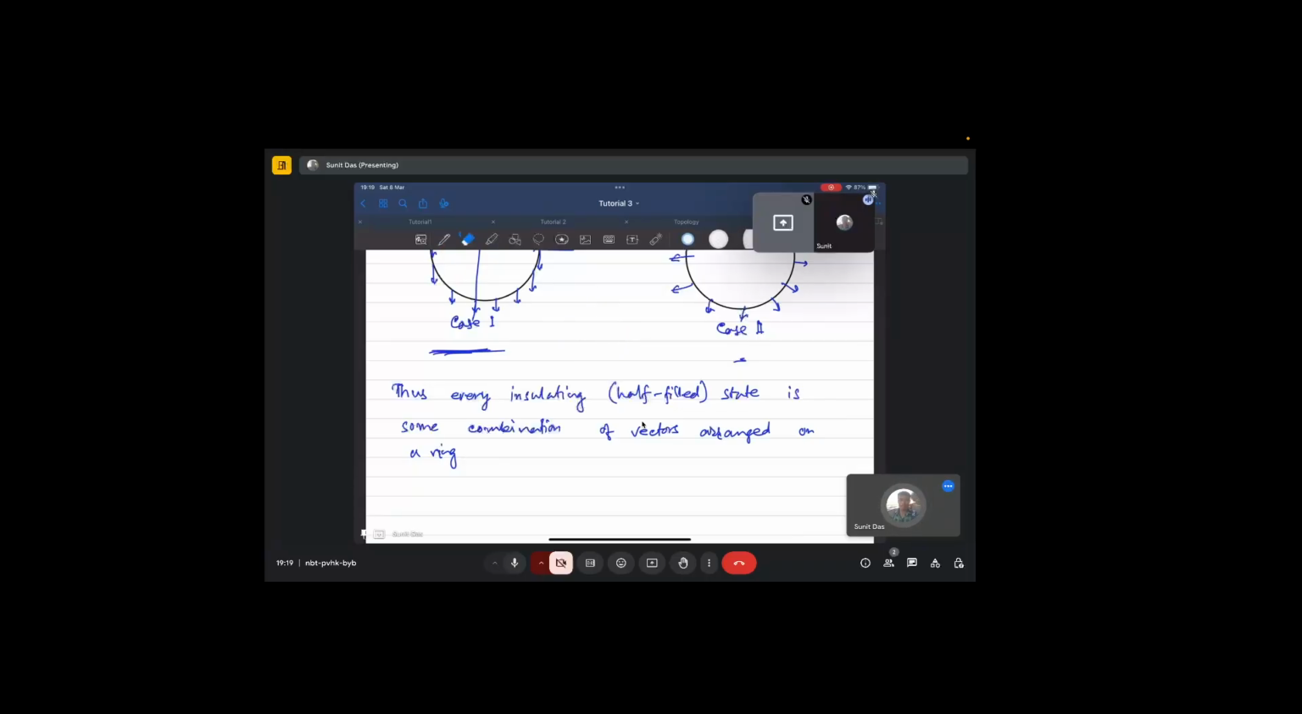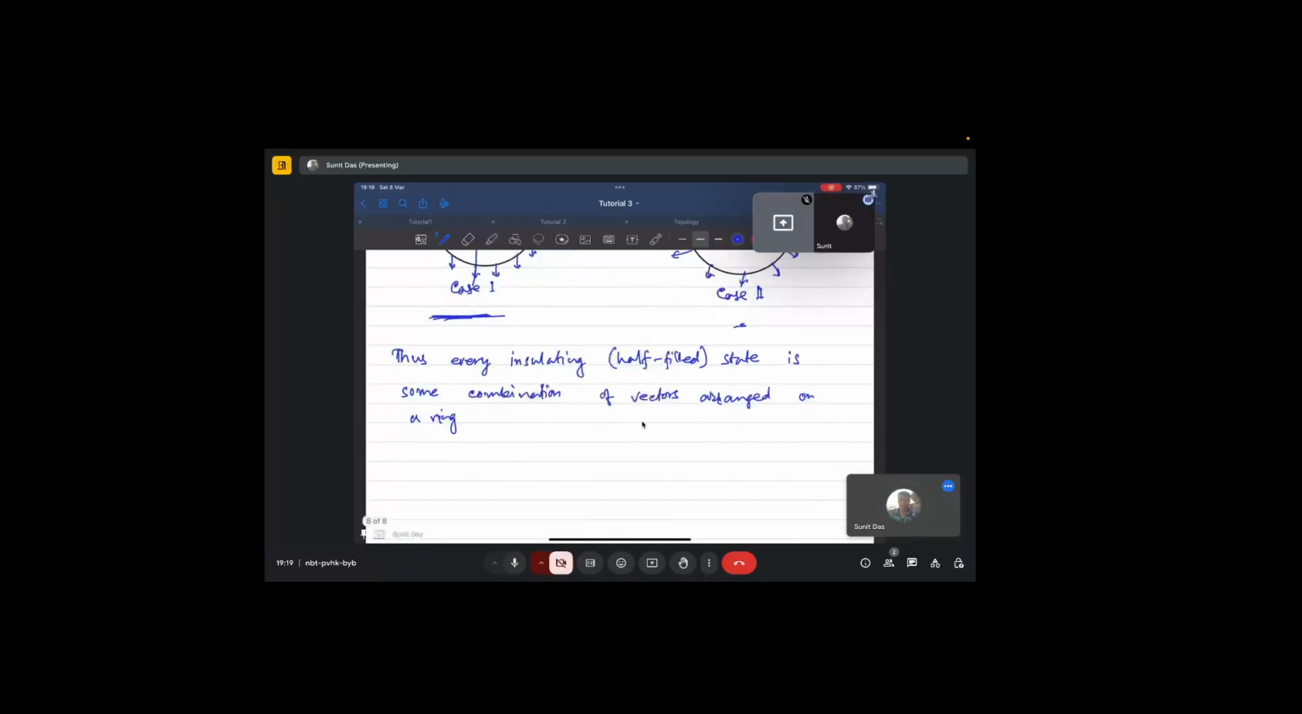So, we are considering two extreme limits. One is where there is only the intracell hopping element, case 1, and the other is the intercell hopping element, case 2, and there can be all possibilities within these two cases, when both the intracell and intercell are present. It depends on the relative magnitude between these two hopping parameters.